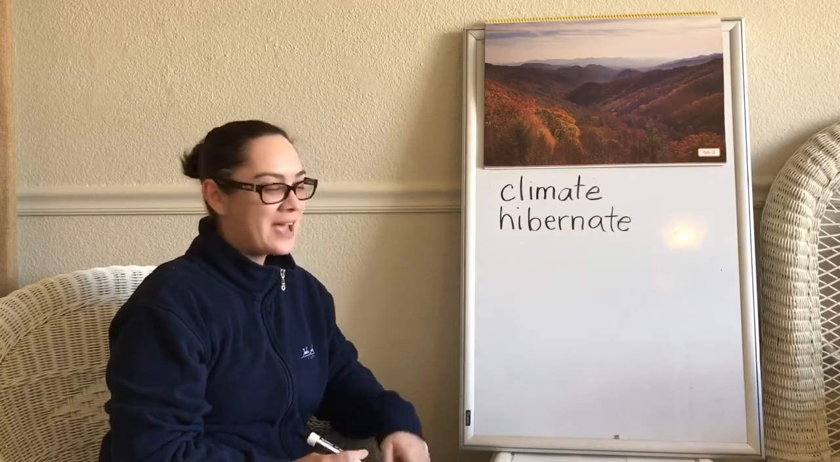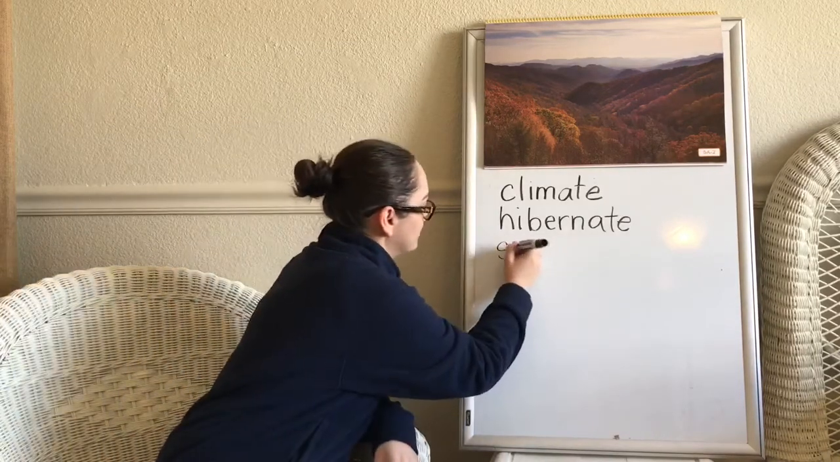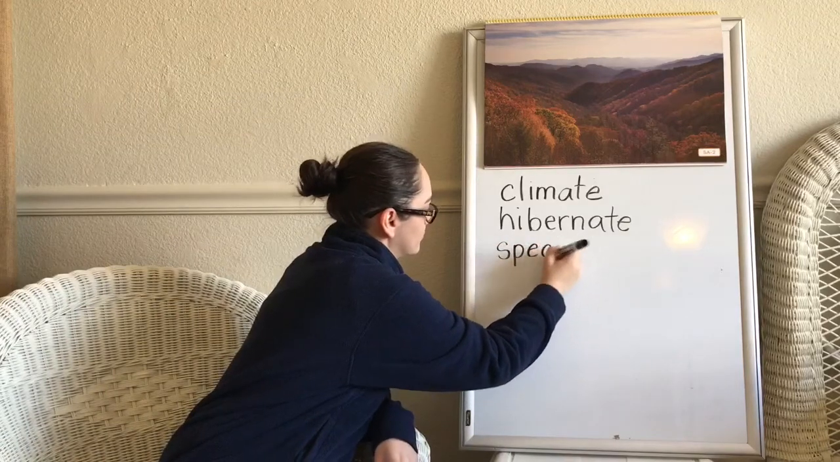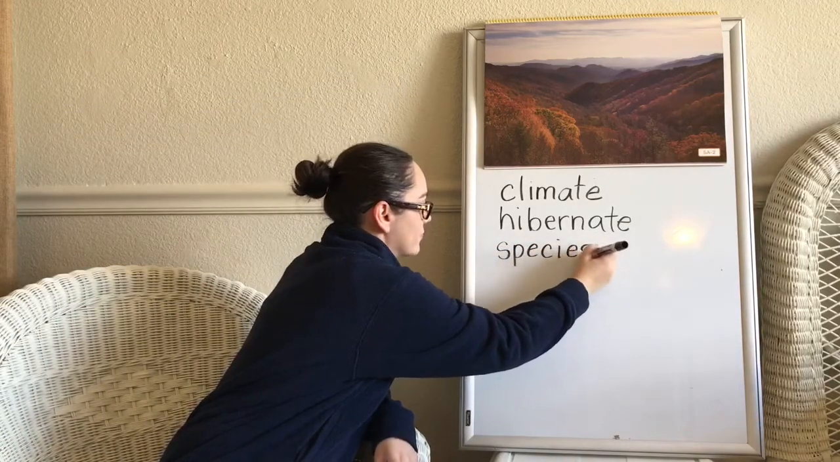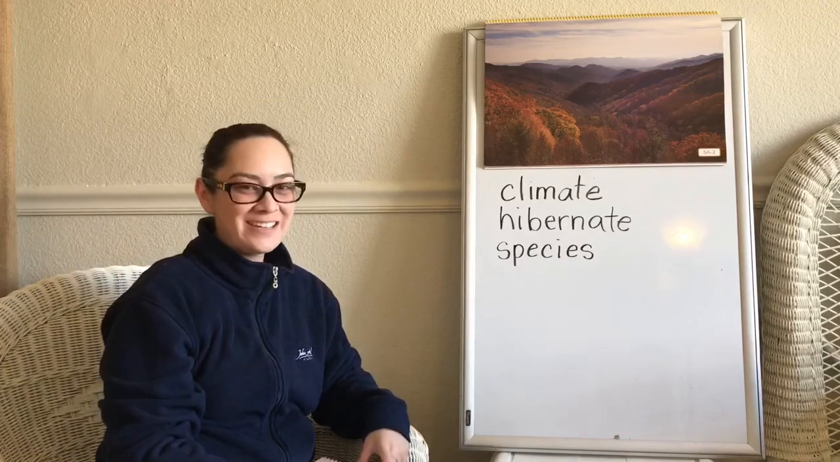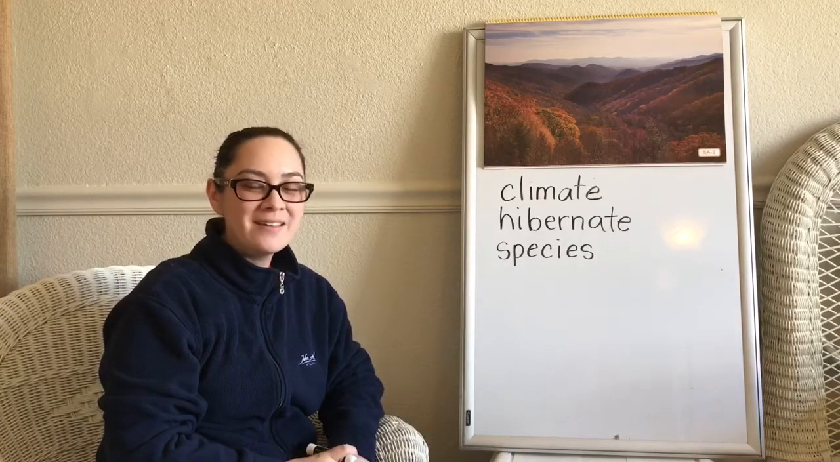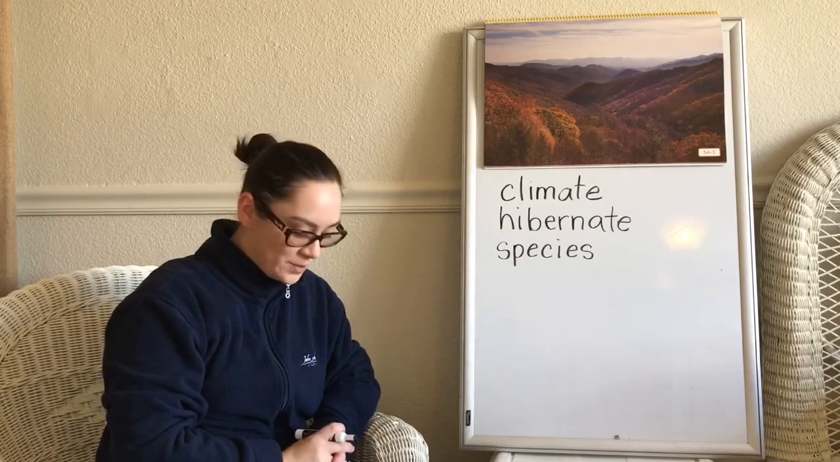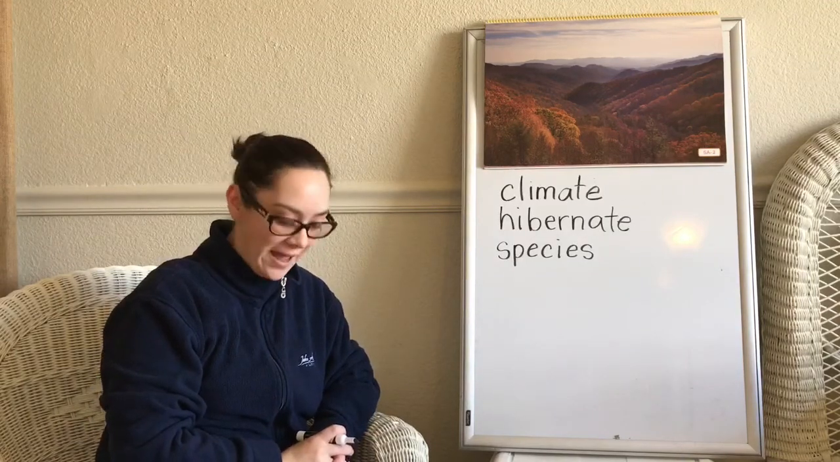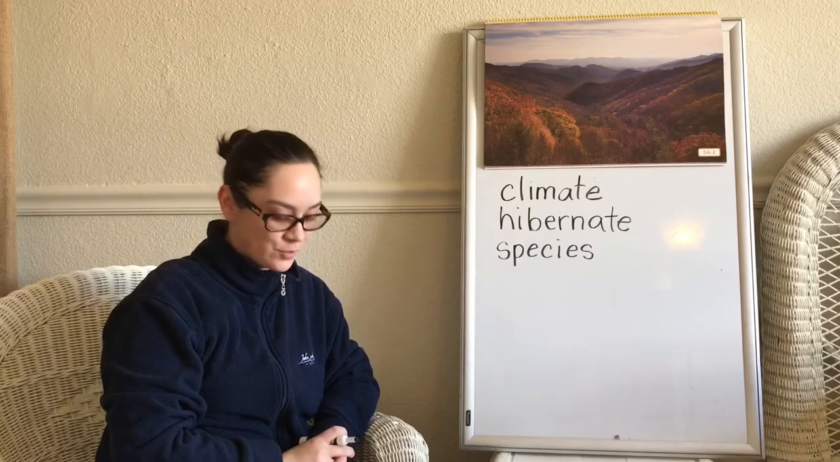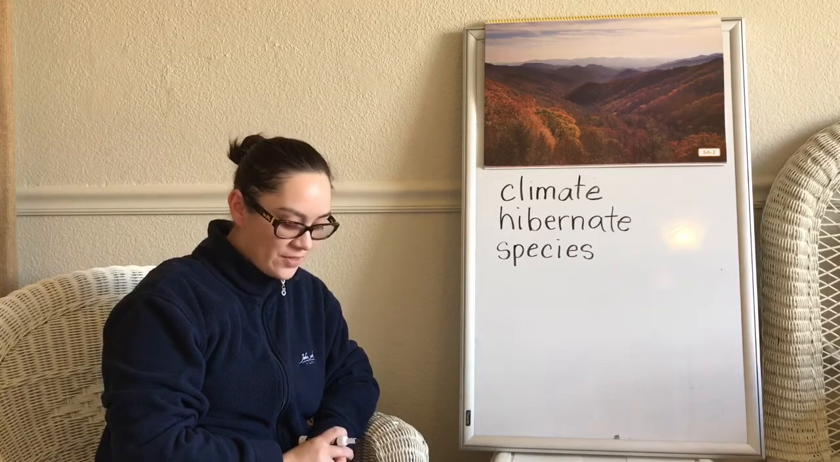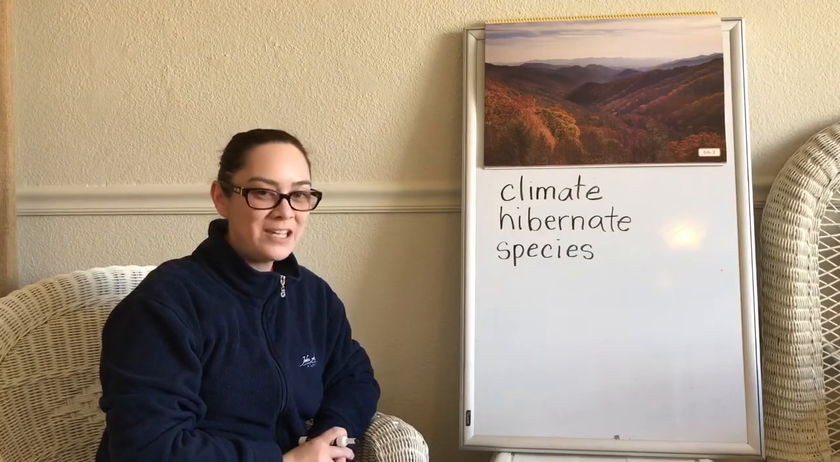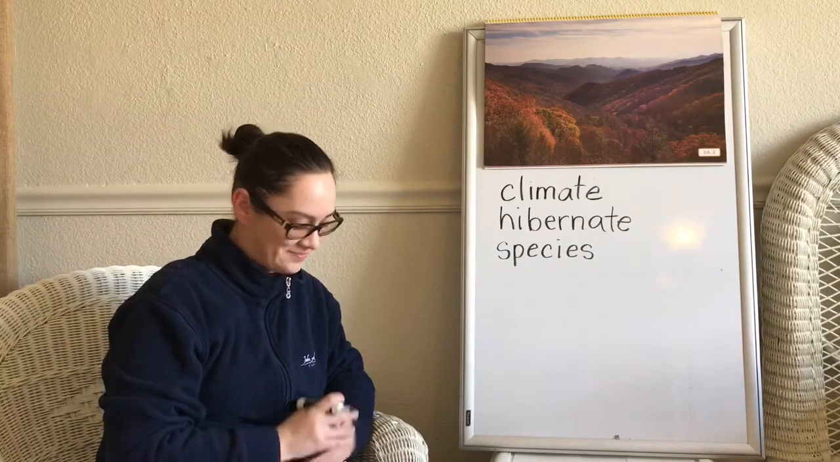Our next vocabulary word, species. Please say species with me. Species. Thank you. That is a group of animals or plants that are alike in specific ways and have similar characteristics or features. For example, there are about 70 species of whales.